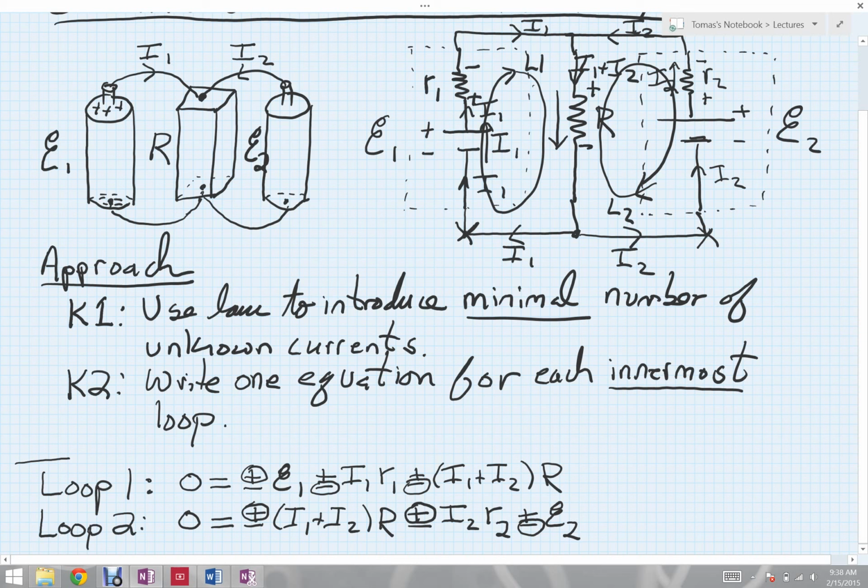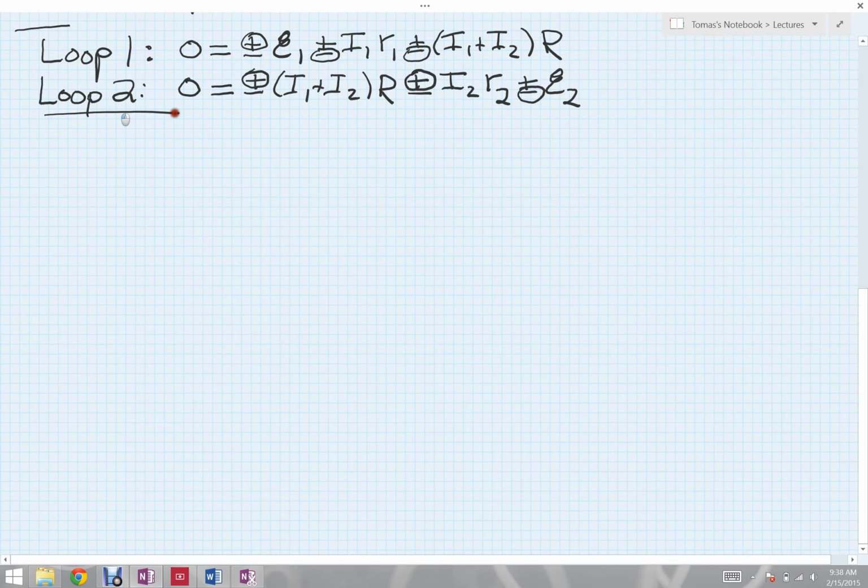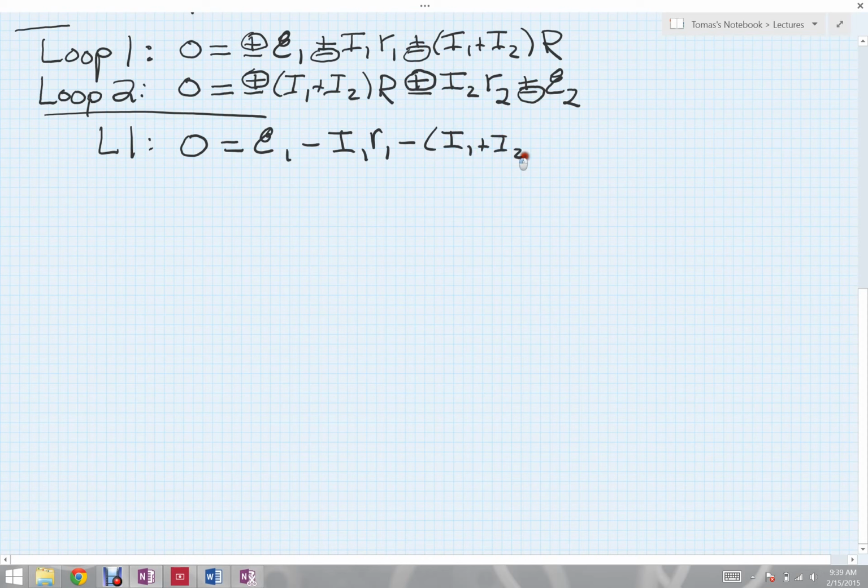Okay, so those then here are our two equations. We can then write them down a little bit more neatly. If I tidy this up, the first equation, I'll call that L1, will give me 0 equals E1 minus I1 R1, and then another minus sign here, minus (I1 plus I2) R. The second loop equation, L2, then will give me 0 equals, in this case, it's a plus.